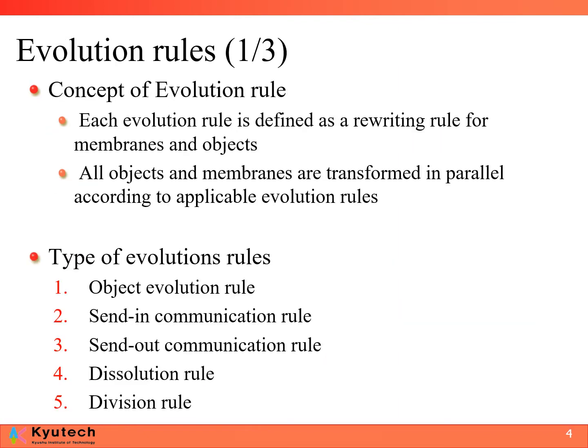Next, I'd like to explain another important feature of P system, the evolution rules. Each evolution rule is defined as a rewriting rule for membranes and objects. All objects and membranes are transformed in parallel according to applicable evolution rules. In membrane computing, several types of evolution rules are assumed. In our research, we assume these 5 basic rules. Now, I'll explain these rules in the following slides.